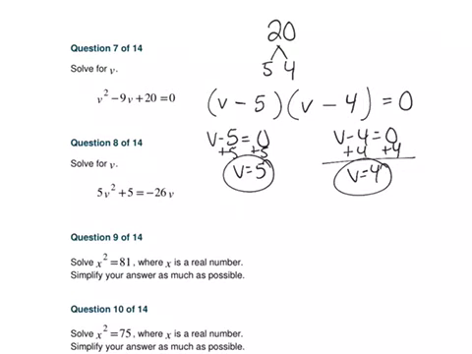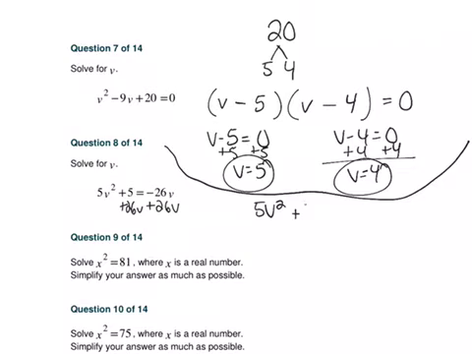Okay, so factor first. In the next one, we have to get it equal to 0. So we have to add the 26V onto both sides first. So we have 5V squared plus 26V, and we want to keep it in that same form where it's a V squared, a V, and a number, plus 5 is equal to 0.